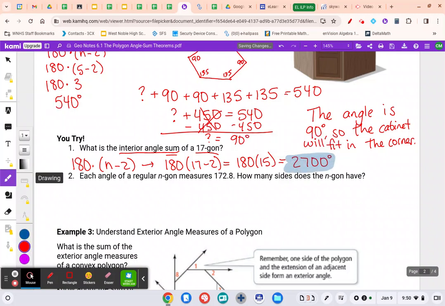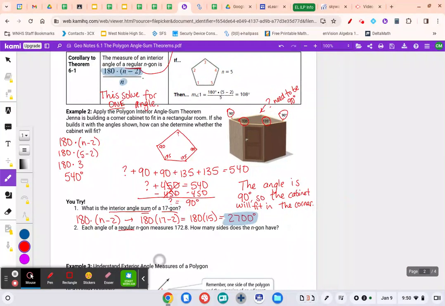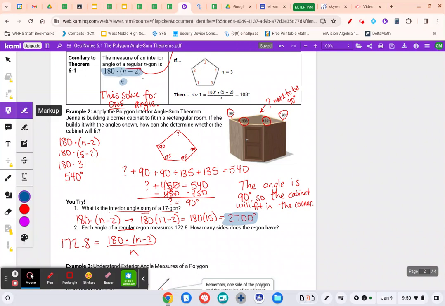Now it wants us to do a different problem, unrelated, and figure out each angle of a regular n-gon measures 172.8. How many sides does this n-gon have? So we actually have to work backwards, okay? They tell us it's regular. That means we are using our formula from up here. So we have our answer, kind of, 172.8 equals our formula. Now, this is going to seem kind of weird to work backwards. Don't worry, we'll get there in a minute. So I just copied down this formula from up here, and now I'm going to use it.